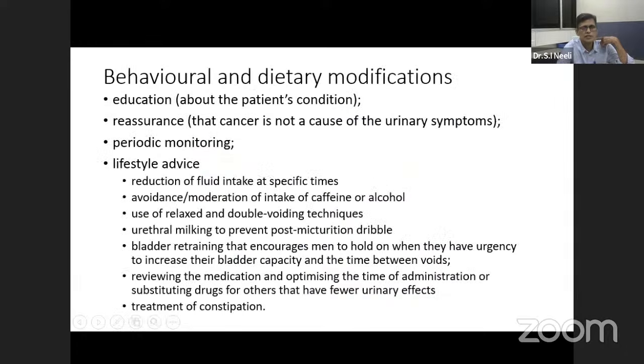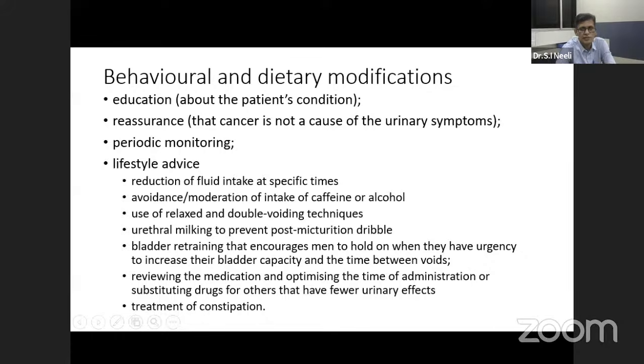Now, the next important thing in managing this patient is to make behavioral and dietary modifications. First is to educate the patient about their condition and how they can overcome the symptoms. Next is to reassure them that these symptoms are not because of cancer. And then to have periodic monitoring of the patient to look for improvement, and lifestyle advice in the form of reduction in fluid intake, or having fluid intake at regular intervals in small quantities, avoidance or moderation of caffeine or alcohol, and use of urethral milking to prevent post-micturition dribble.